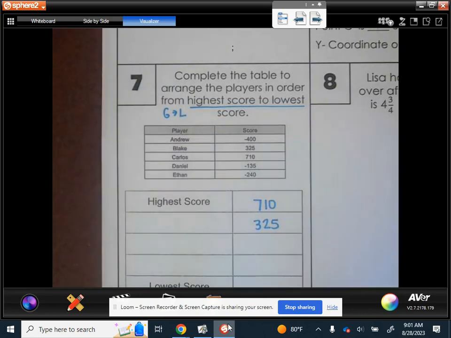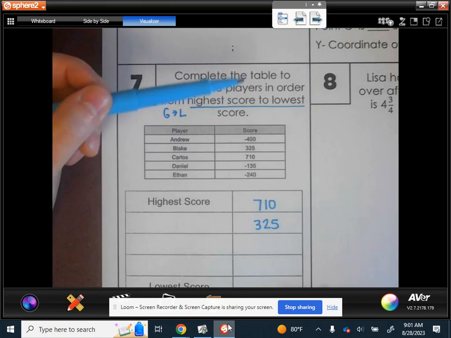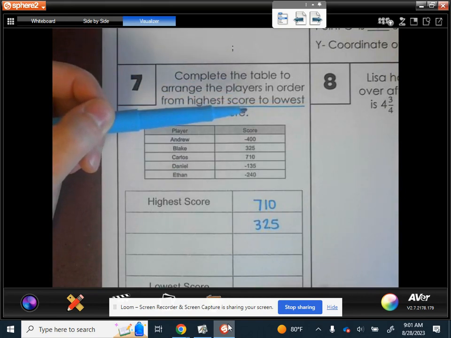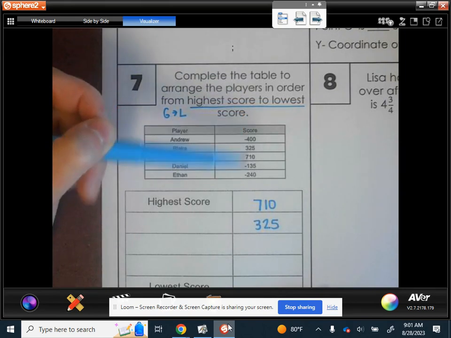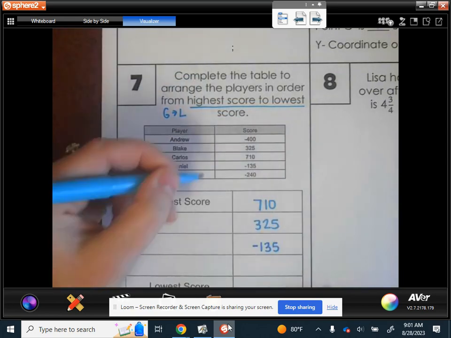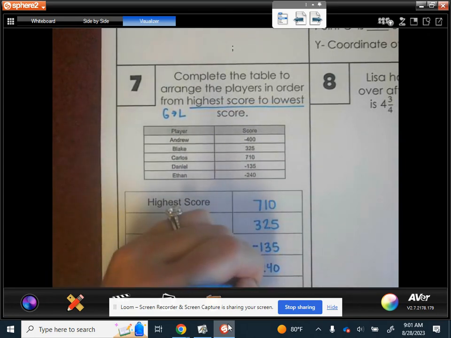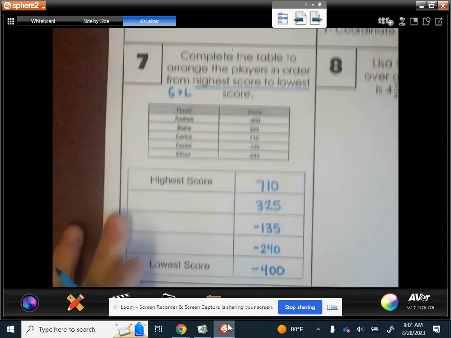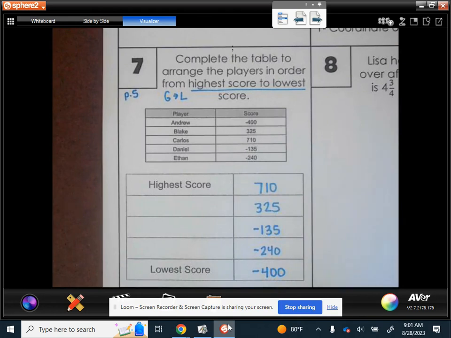Now these are big numbers. We're not going to be able to draw a number line going that far. So you have to kind of envision your number line. If you are starting up at 710 and you're going down to 325, and then you get to 0, when you get below 0, negative 100, negative 200, negative 300, negative 400, etc. So negative 135 is going to be what you would get to first. Then you'd keep going down to negative 240. And then at the lowest, you would get down to negative 400. And again, this is on page 5, just like that other one we did. Okay, last question.